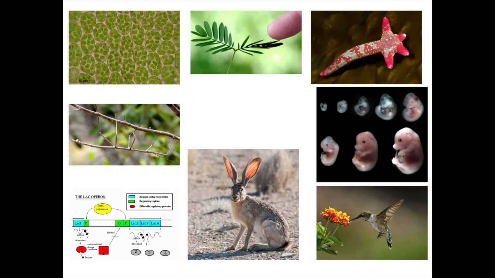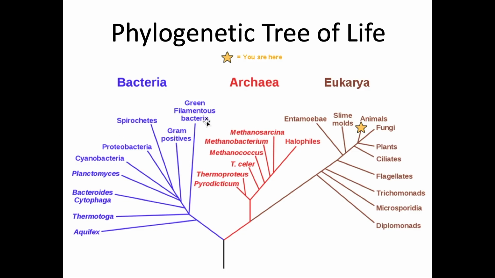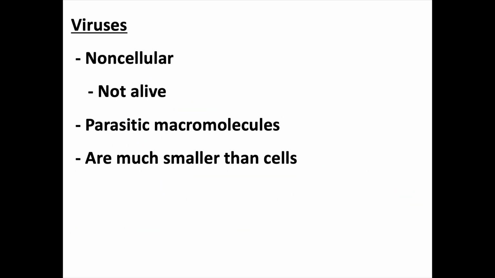You may remember this slide from BISC1323 going through the properties of living things, and viruses do some of these, but they're not made of cells. We don't consider viruses to be alive, so they don't have a place at all on this phylogenetic tree of life. So what are they? Well, they're non-cellular, they're not alive. We can call them parasitic macromolecules. It's kind of a mouthful, but it's a good way of describing these. And importantly, they are much smaller than cells.